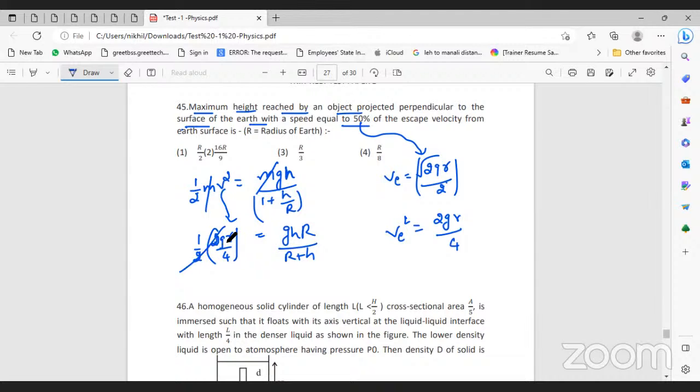On cross multiplication, you can get the value of H now. Small g will get cancelled out. Here you can use small r instead of capital R, the radius, so R and R will get cancelled out. Here it is 1 by 4 equals H divided by R plus H. On cross multiplication, R plus H is equal to 4H, or you can say 3H equals R. So H value is R by 3. So option 3 will be the correct answer.